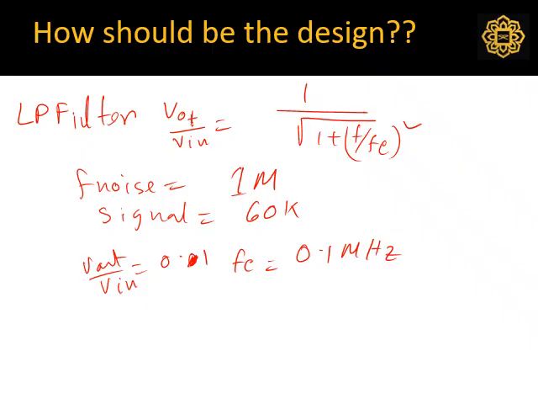0.1 megahertz. And at F equals 60 kilohertz, you will have basically V out by V in equals 0.8. So you're losing a little bit of signal here, it is less than 90%. So it is 0.86.